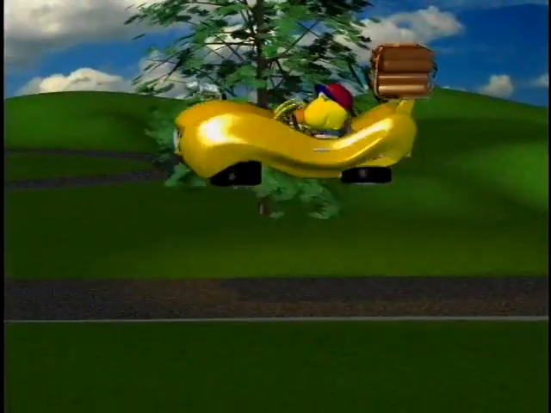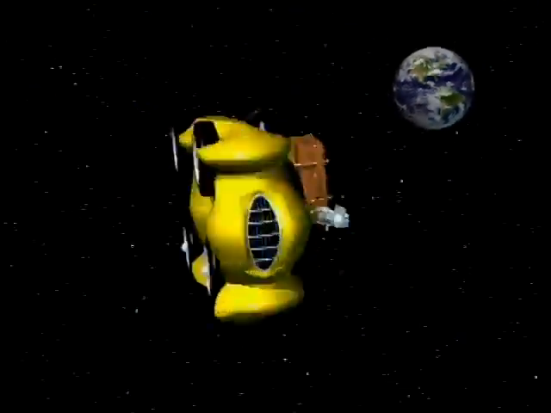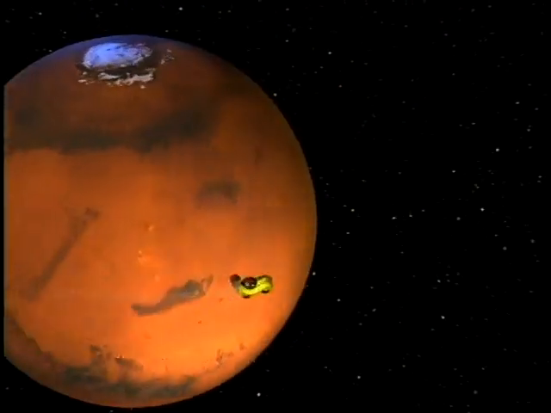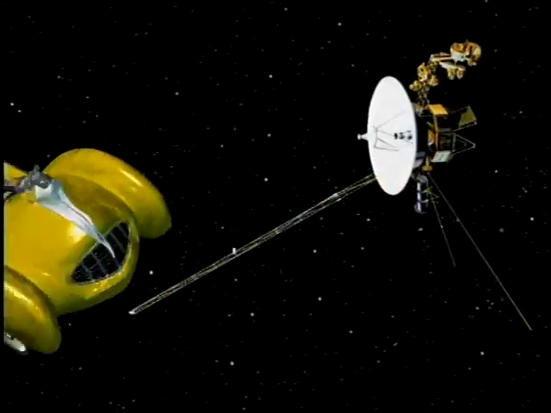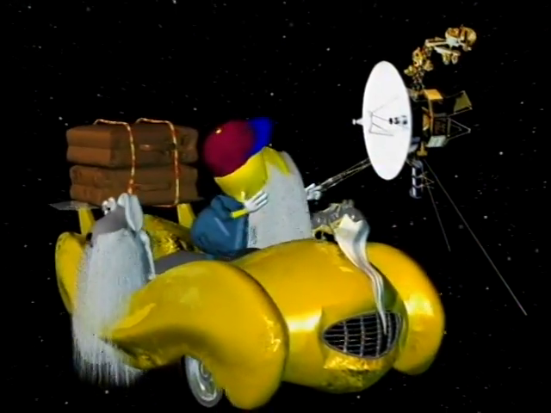Suppose that Voyager 1 were stationary and you were able to ride in a car traveling at 55 miles per hour to get to it. The trip would take you over 16,000 years just to reach the satellite. That would be quite a lengthy and expensive vacation.